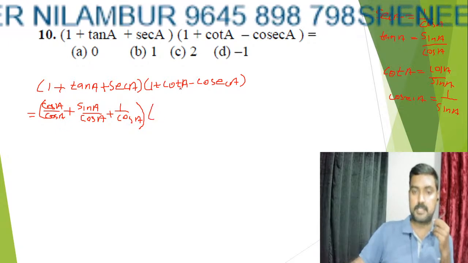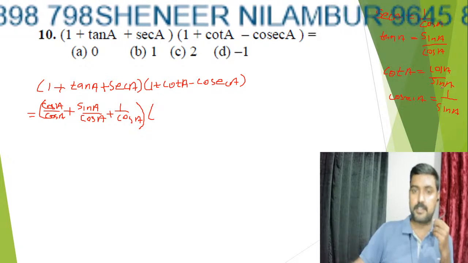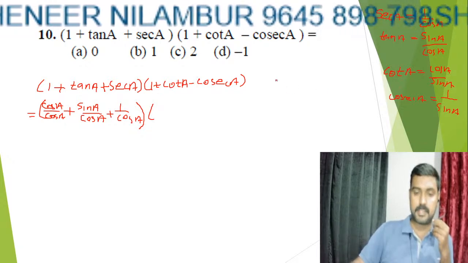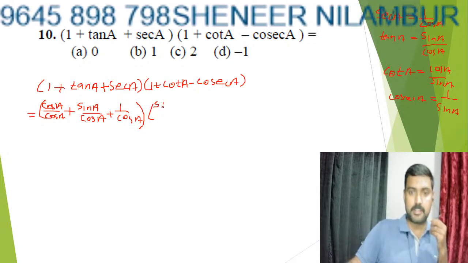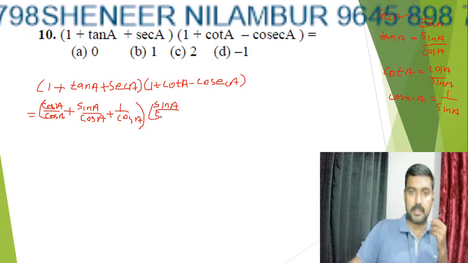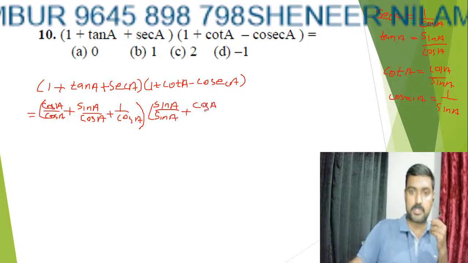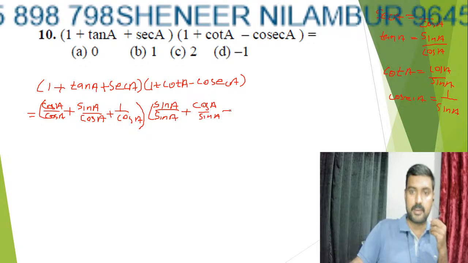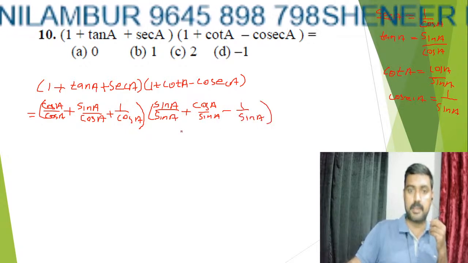Similarly, you can suggest that this cot means, what is the denominator? Cot means sin is the denominator. Yes, now Rabin got the right answer, I think so. We can wait. Anyway, listen here. Sin A by sin A, which is 1, plus cot A, we are writing that cos A by sin A, and cosec A, we are writing that 1 by sin A.